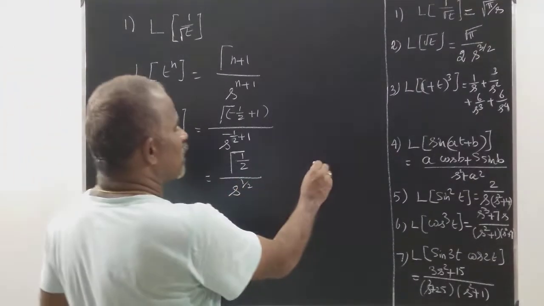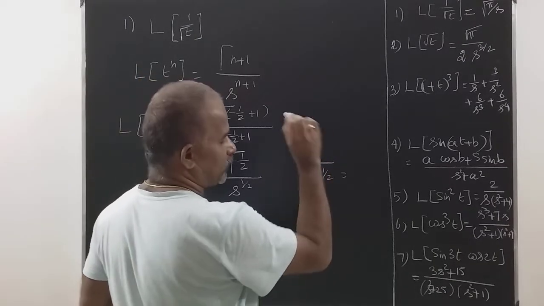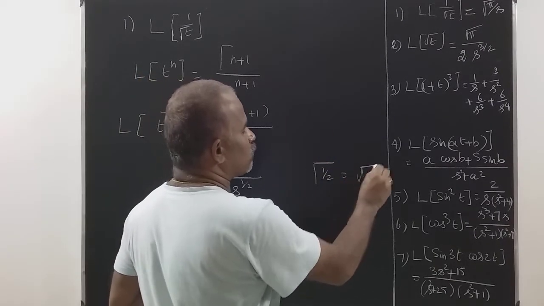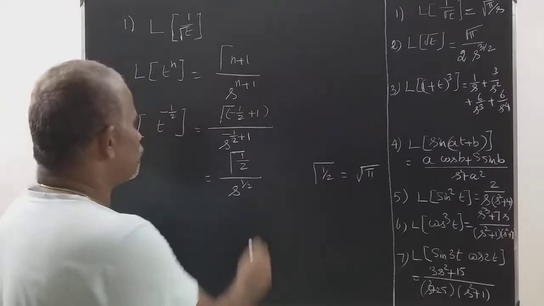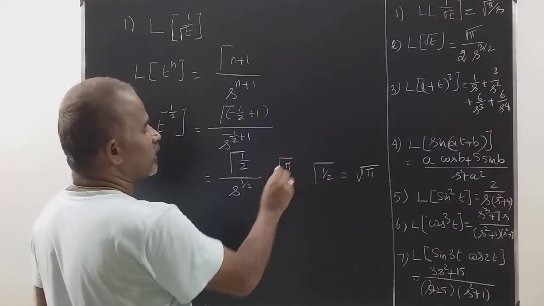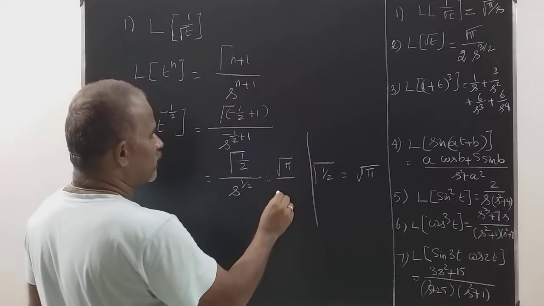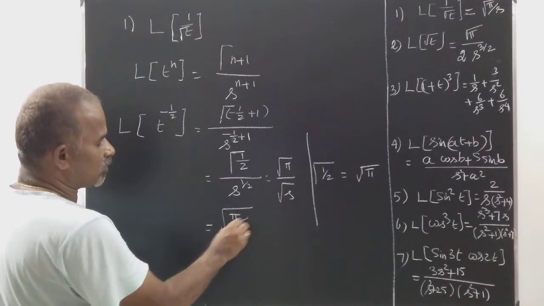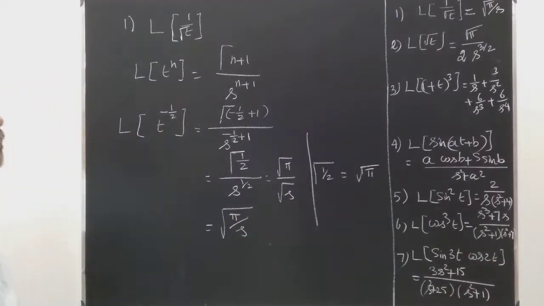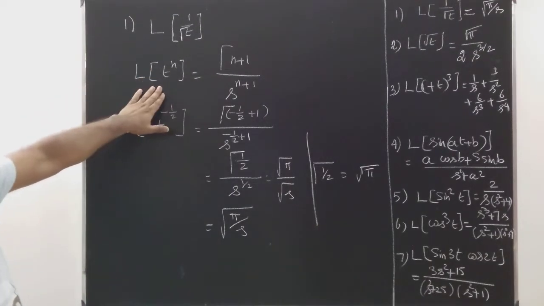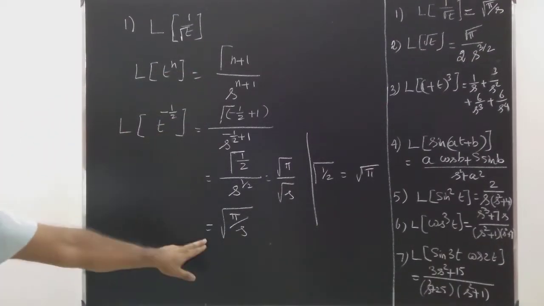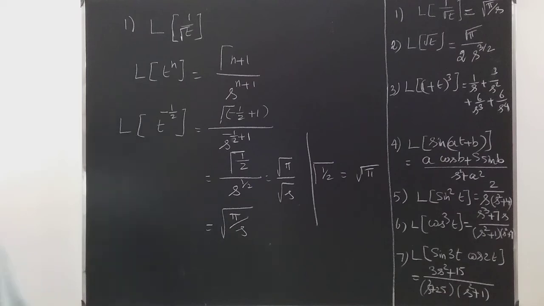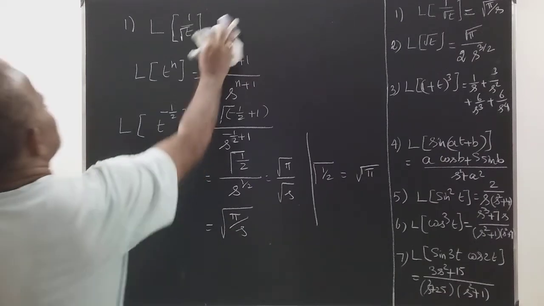We know that gamma half is equal to square root of pi. So therefore, this is equal to square root of pi divided by square root of s. So Laplace transformation of 1 by square root of t is equal to square root of pi by s.